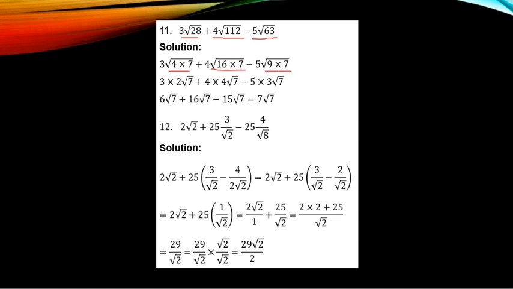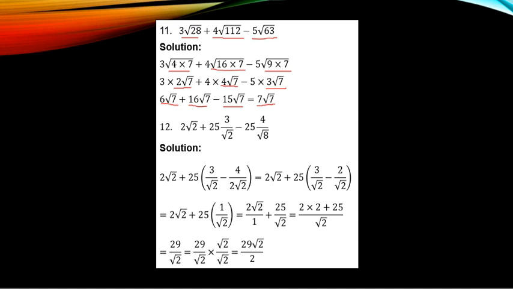Square root of 4 is 2. Take it outside. 2 times root 7. The next one, you have 4 root 7. Square root of 16 is 4. Square root of 9 is 3 times root 7. You multiply the coefficient, so you have 6 root 7 plus 16 root 7 minus 15 root 7. So 6 root 7 plus 16 root 7, you have 22 root 7 minus 15 root 7 is 7 root 7. 7 root 7. Okay?